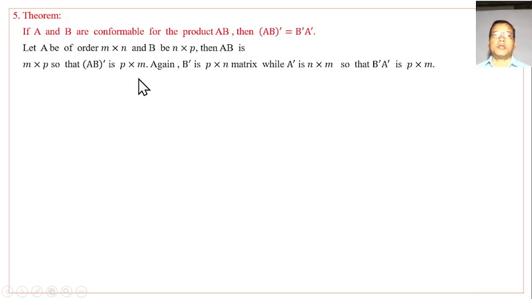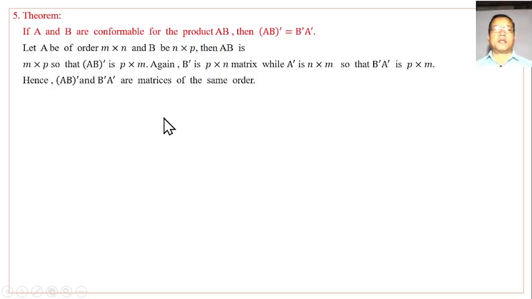The order of B transpose is p by n, and the order of A transpose is n by m, so B transpose into A transpose is p by m. Hence, the transpose of the product AB and B transpose into A transpose are matrices of the same order.